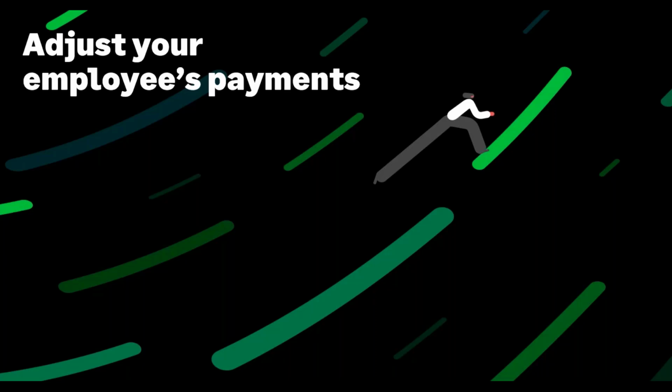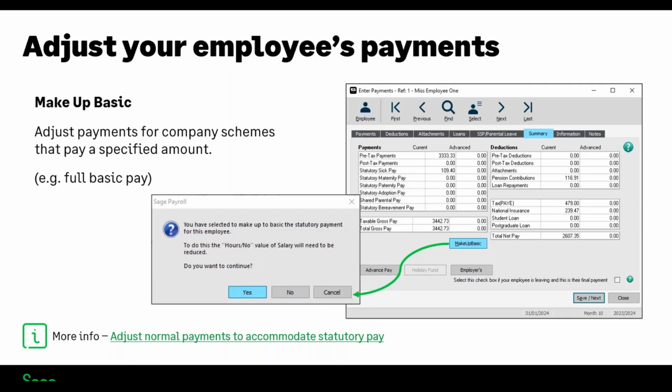So the first option that we're going to show you is Make Up Basic. This is for companies that might have a policy in place for an employee to get full pay for the first 6 weeks of sickness, for example. And Make Up Basic allows you to reduce the employee's normal pay to take into consideration the amount of sick pay that's being paid, and therefore you won't pay too much.